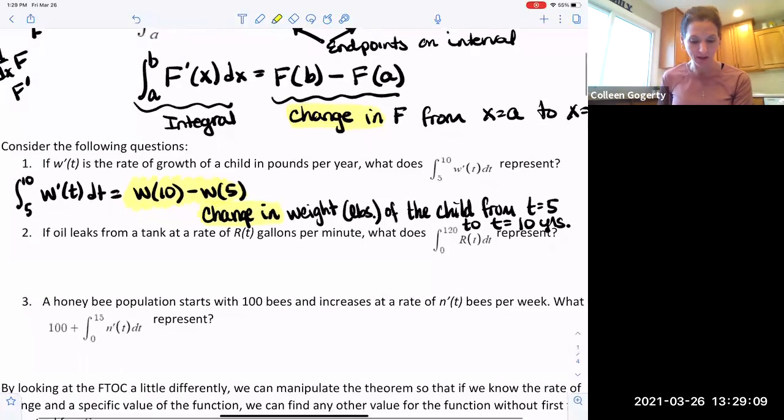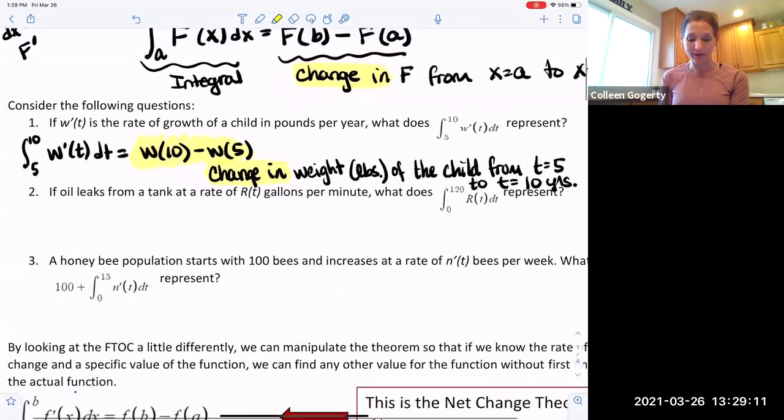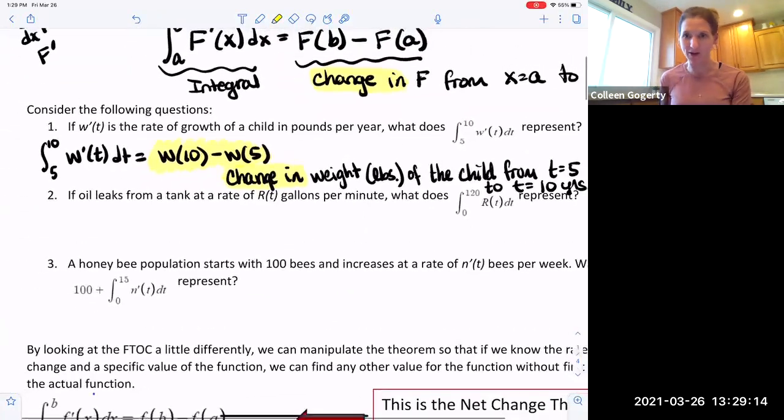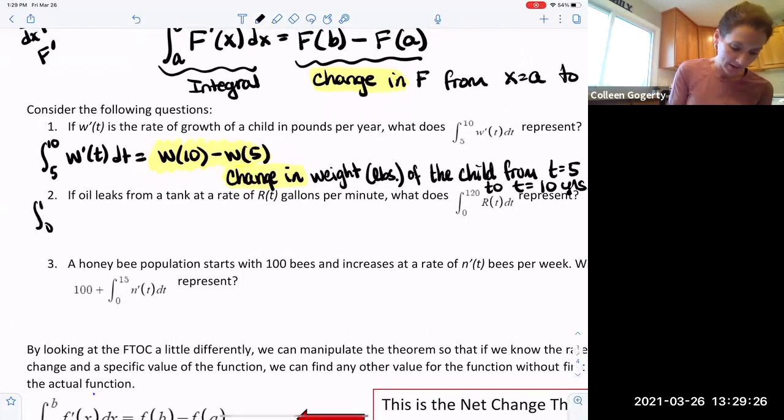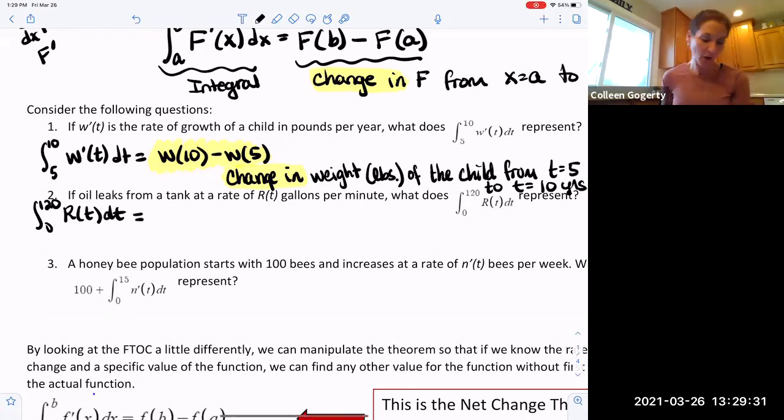All right. Let's take a look at the next one. Now it's a little different, but not much. Oil is now leaking from a tank at a rate of R of t gallons per minute. What does the integral of 0 to 120 of R of t dt represent? Now be a little careful on this. 0 to 120 of R of t dt. I hope that you don't just write down that this is R of 120 minus R of 0. Okay? This right here and the integral, I can't be sure that they cancel each other right away. We have to think about it.